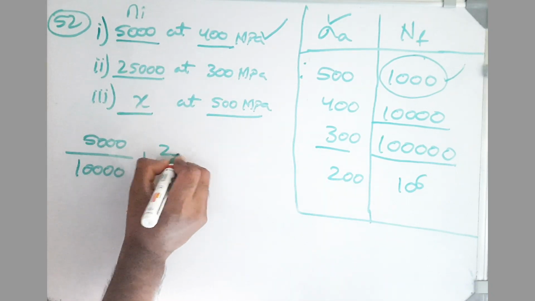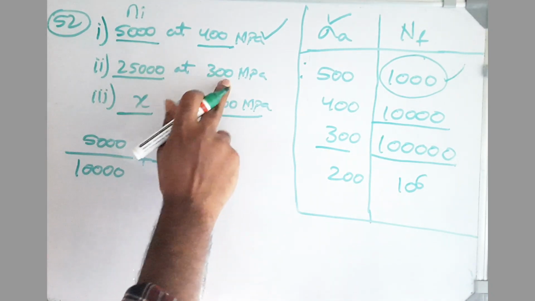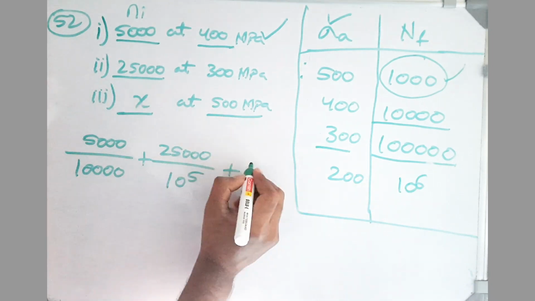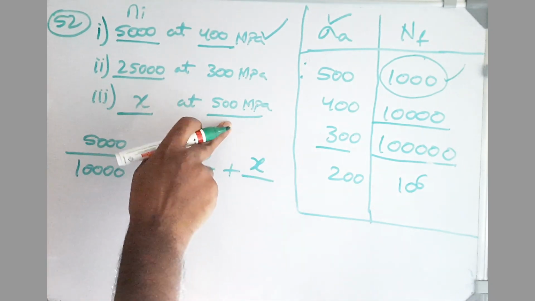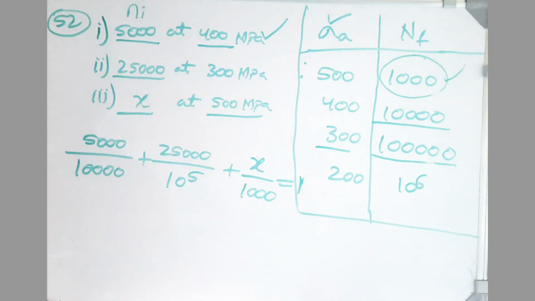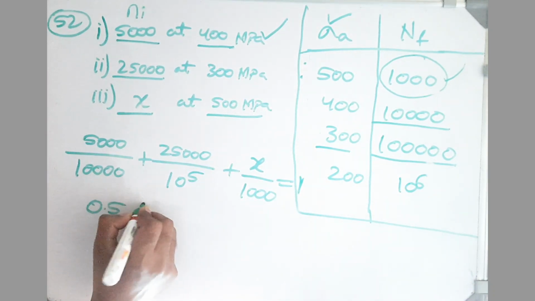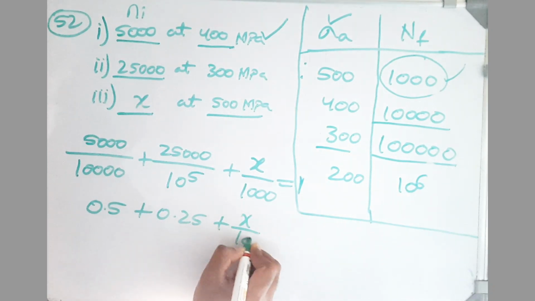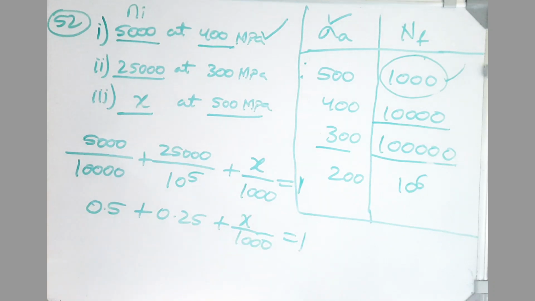Next, 25,000 at 300, where the maximum is 10 to the power of 5. We need to find out x at 500, where the maximum is 1000. So this is equal to 1. So this is 0.5 plus 0.25 plus x by 1000 equals 1. On solving this, friends, we get x equal to 250 cycles. So the life is 250 cycles at 500 MPa.